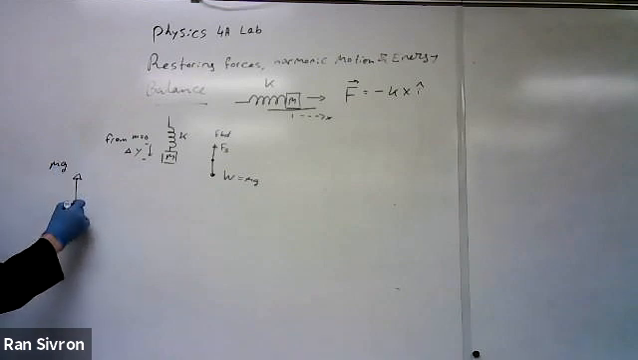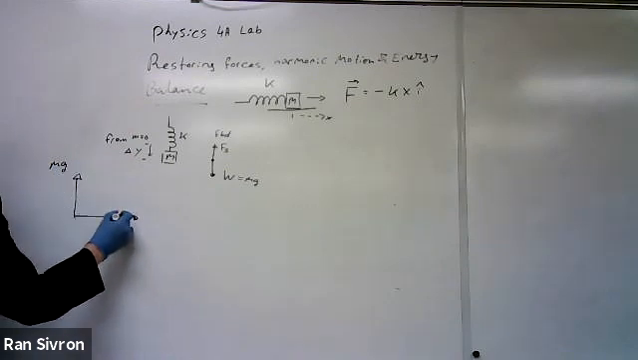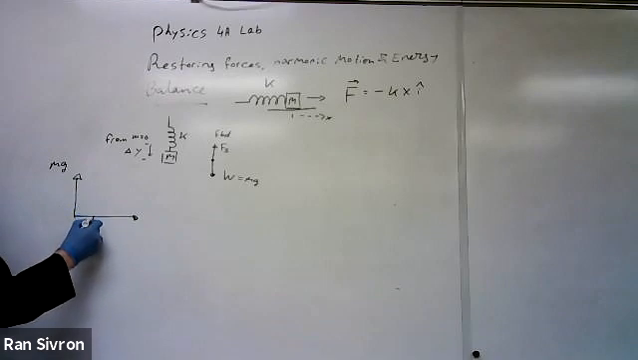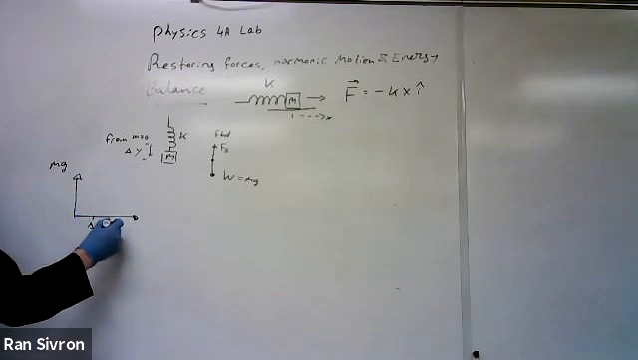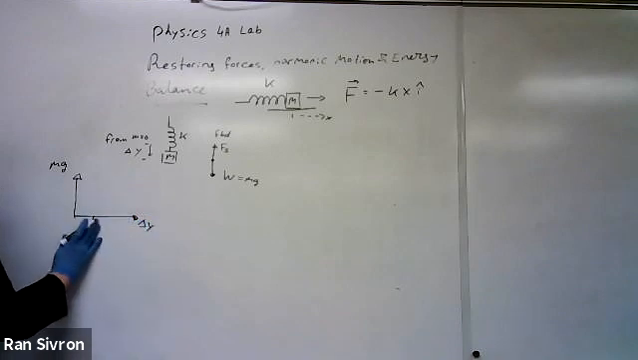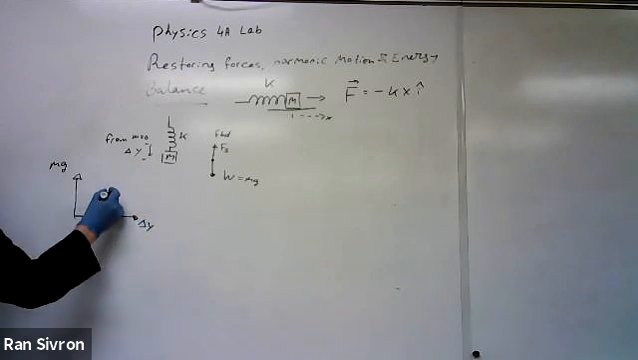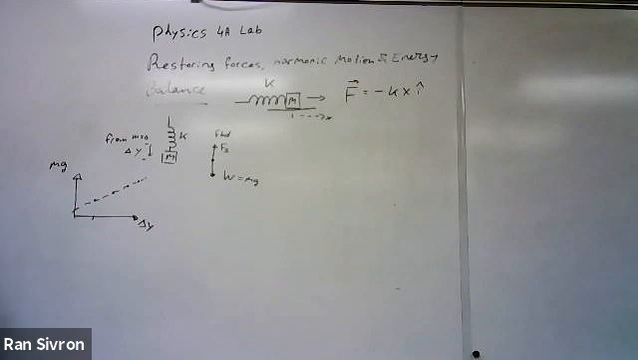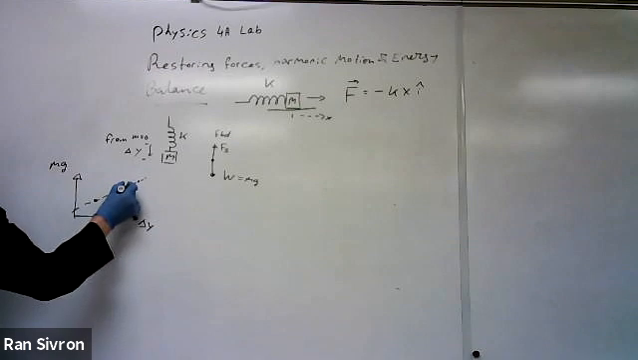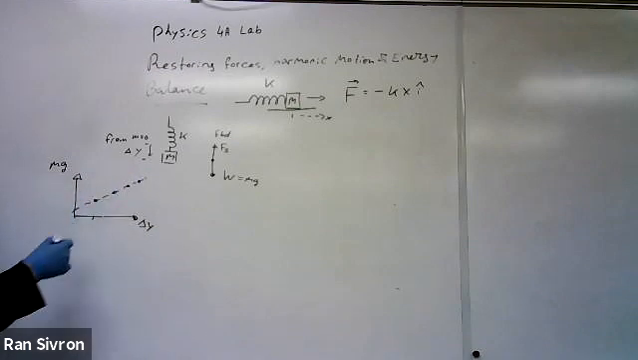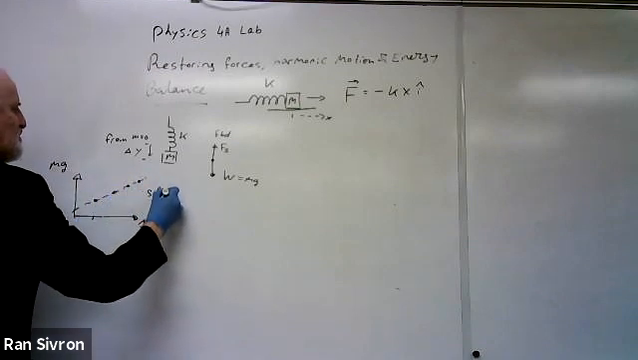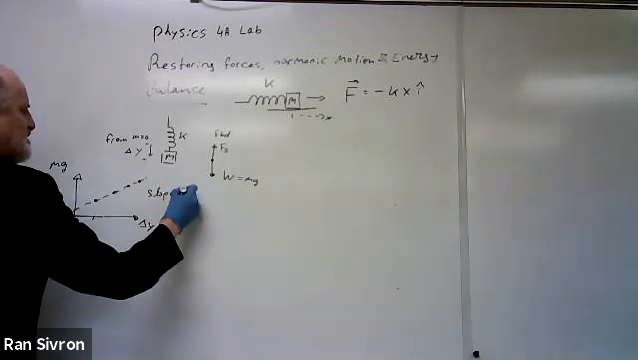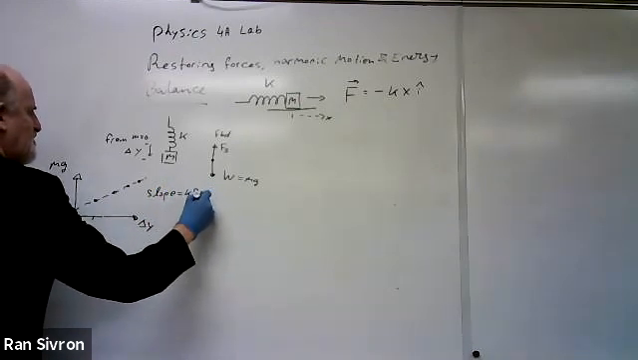And mg in this direction, and this will be the delta y's in this direction. And I'll have just dots, dots, dots that I will then put onto a computer, either in Logger Pro or in Excel, put those few dots. And obviously the slope will be equal to the spring constant in newtons per meter.